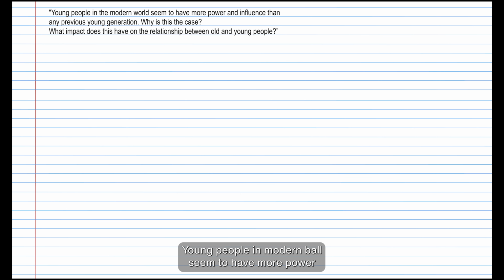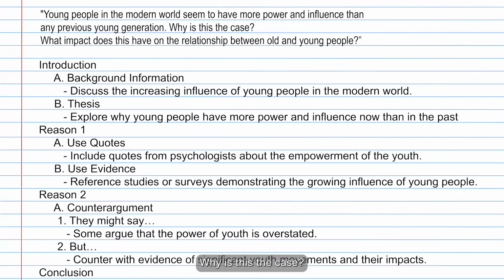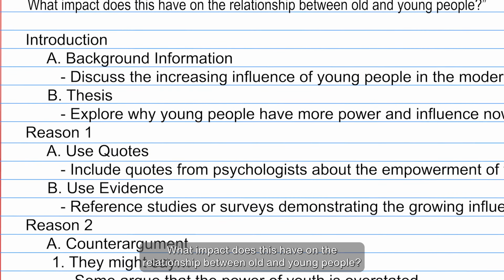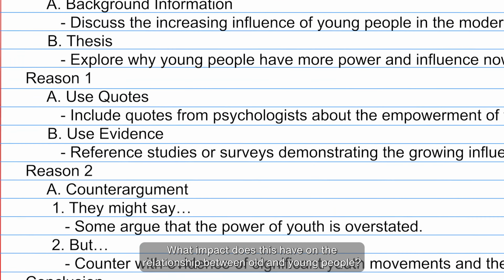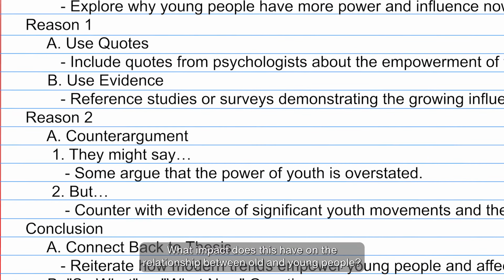Young people in the modern world seem to have more power and influence than any previous young generation. Why is this the case? What impact does this have on the relationship between old and young people?